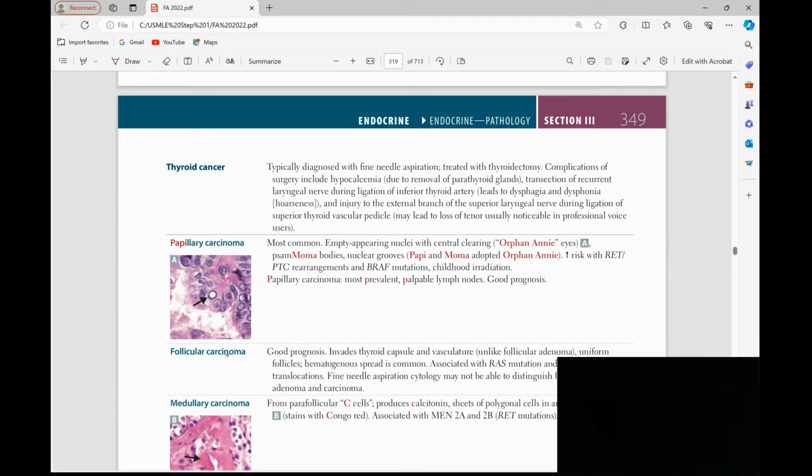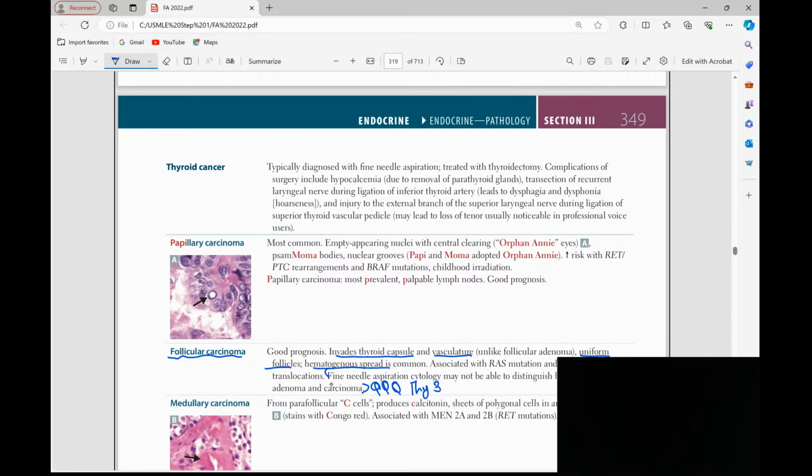but follicular carcinoma is a malignant condition. It will invade the thyroid capsule and vasculature. There will be uniform follicles. There will be hematogenous spread, and this is the question that was asked. I think it was asked 2 or 3 times before also. That is, fine needle aspiration cytology may not be able to distinguish between follicular adenoma and carcinoma. Usually the histology is the same.